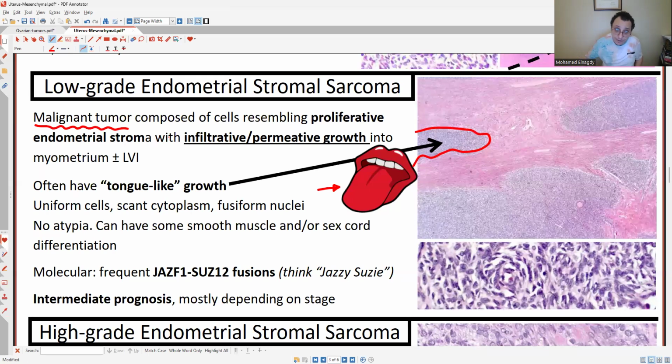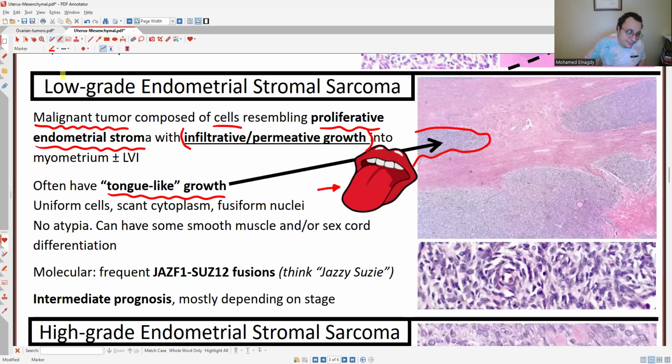However, it's a low-grade malignancy composed of cells resembling also proliferative endometrial stroma, but you have some kind of infiltrative or permeative growth into the myometrium, and you might see some LVI or lymphovascular invasion. They send some tongue-like projections, and they always get you the picture with these tongue-like projections. Still, this is CD10, ERPR positive, cyclin D1 negative.